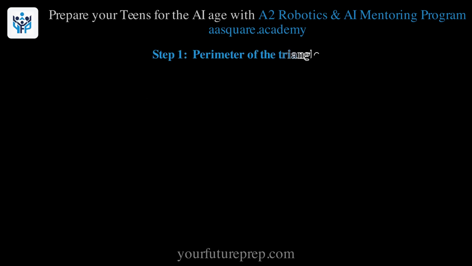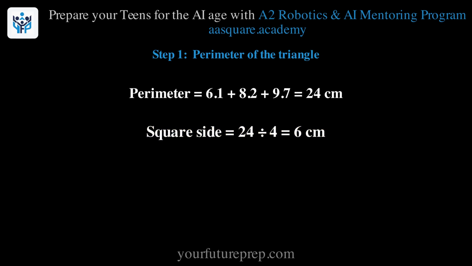First, find the perimeter of the triangle. Add up the three side lengths. 6.1 plus 8.2 plus 9.7 equals 24 centimeters. The square has the same perimeter, 24 centimeters. A square has 4 equal sides, so each side is 24 divided by 4, which is 6 centimeters.